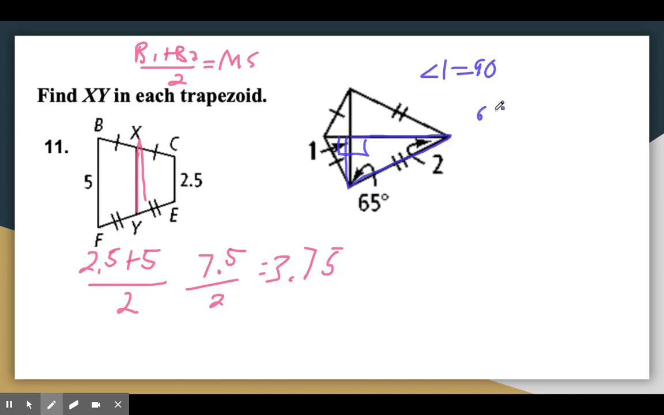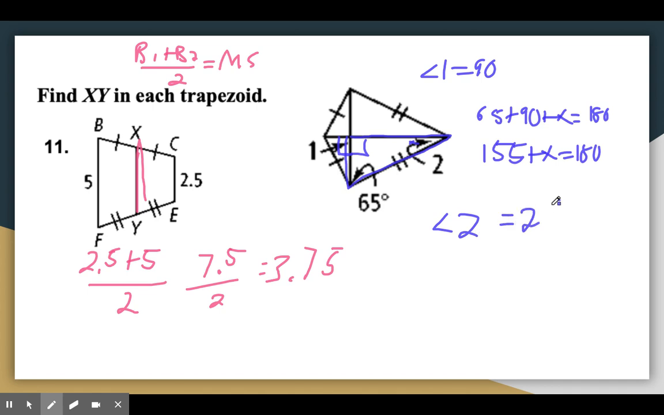So that means 65 plus 90 plus angle 2, let's call that x, has to add up to give us 180. Remember, right? You can divide all of our quadrilaterals into triangles and use that as information as well. So 90 plus 65 gives us 155 plus x equals 180. And then if we subtract 155 from 180, we get x, or angle 2, is equal to 25 degrees.